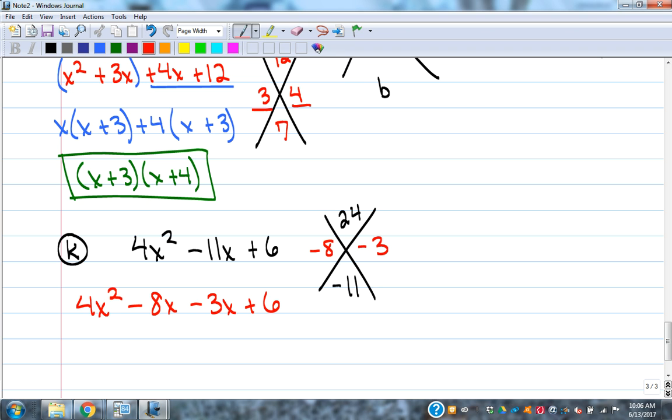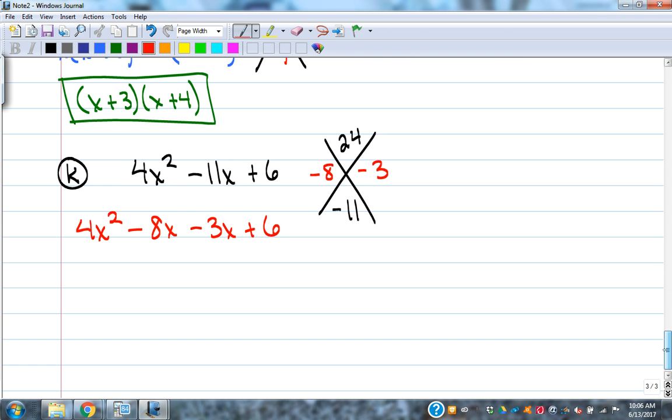Doesn't matter what order you put those 8x and 3x in there as. I just put the 8x in the front because I saw it goes with 4x. 8 and 4 is pretty easy to do. 3 and 6 is pretty easy to do. So that's what I'm looking for when I do that. Then I'm going to group it. First two together, second two together.